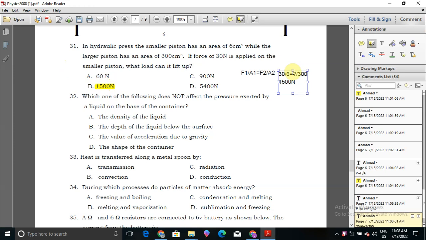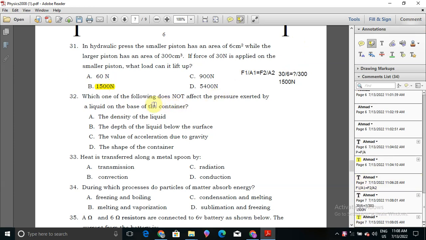Now question number 32. Which one of the following does not affect the pressure exerted by a liquid on the base of a container? The density of the liquid, the depth of the liquid below the surface, the value of acceleration due to gravity, or the shape of the container? What we have here, which one of the following does not affect the pressure exerted by a liquid, is the shape of the container. So the correct answer for question number 32 is D.